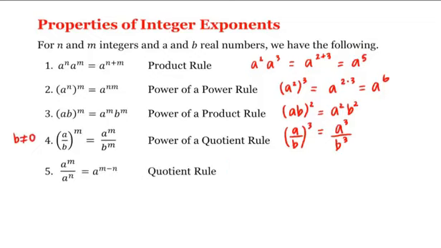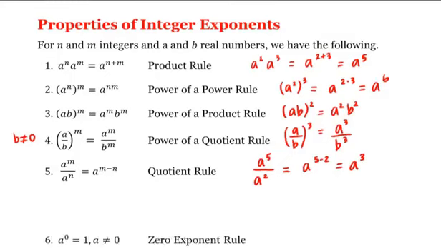All right, the fifth property states that a to the m divided by a to the n is equal to a to the m minus n, and is often referred to as the quotient rule. For example, a to the 5th divided by a squared is equal to a to the 5 minus 2, or a cubed. So when the bases are the same and we're dividing, we subtract the exponents.